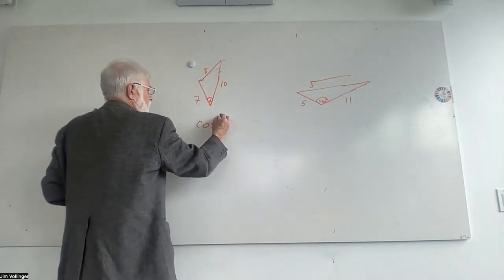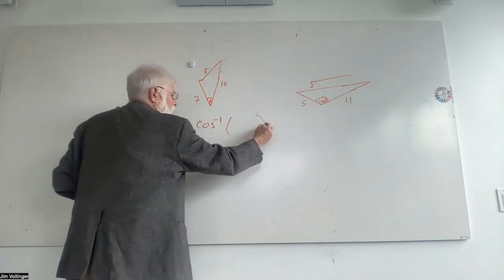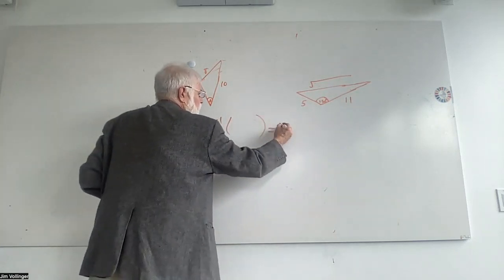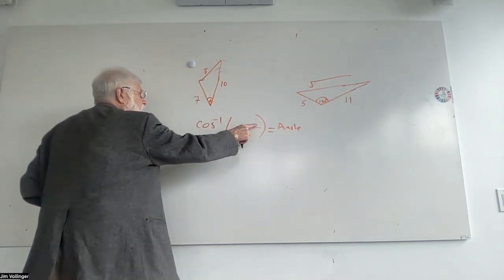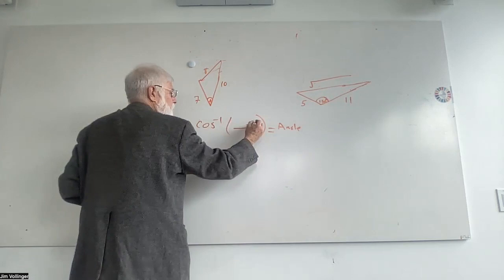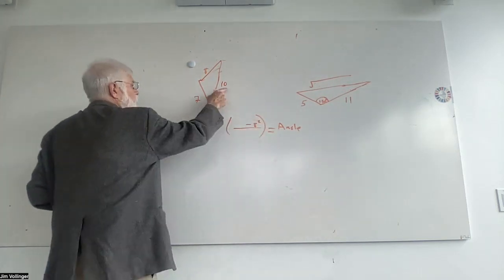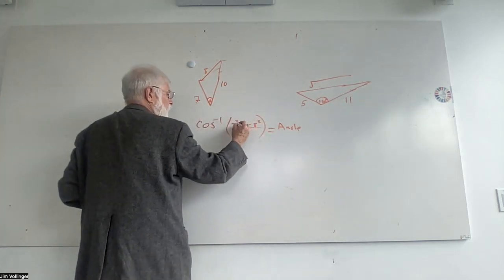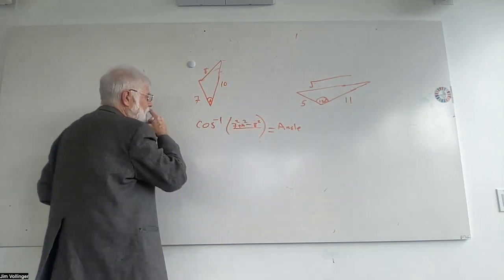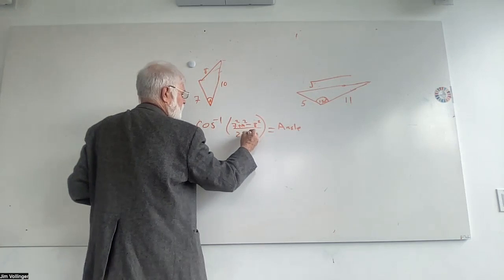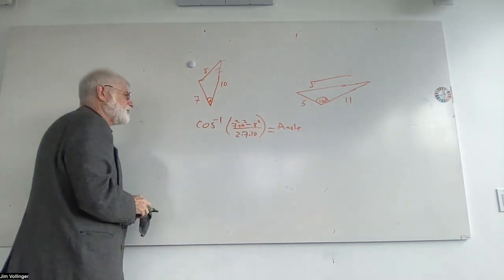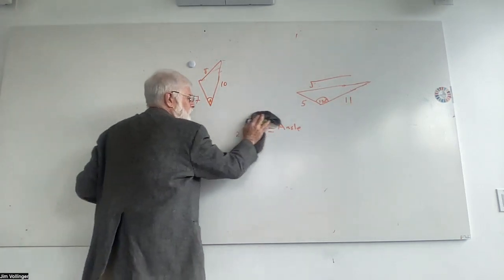So, cosine inverse of a ratio equals an angle. Fraction. What do I put at the end? 8 squared, and it's minus. Then you're working with 7s and 10s the rest of the way. 7 squared plus 10 squared minus 8 squared over 2 times 7 times 10. Okay, so there's our second one. We'll do 2 more.